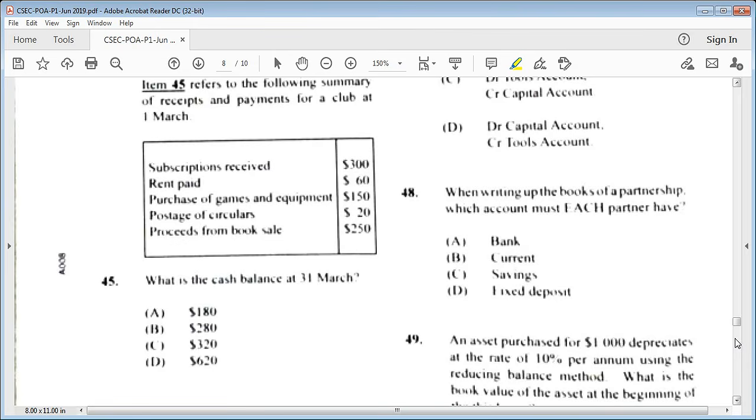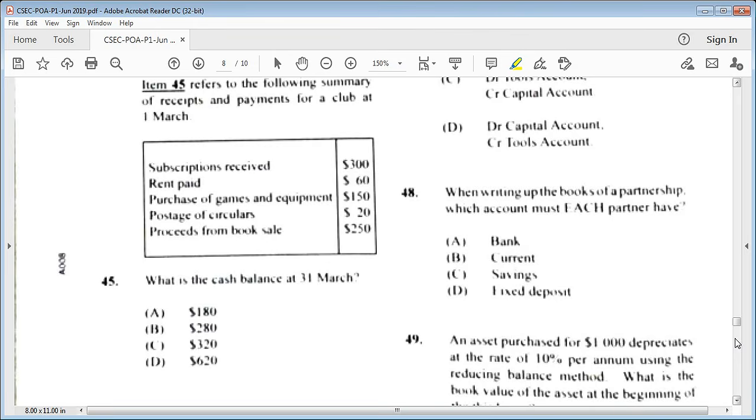So on our receipt section, we have subscription receipts, so that's $300. Then proceeds from books and sale, $250. And then on our payments, we made rent paid $60. Then we have purchase of games and equipment $150. And we have postage of circulars $20.